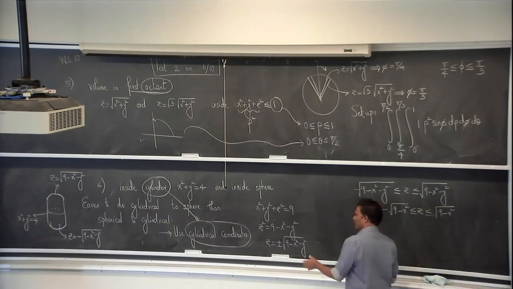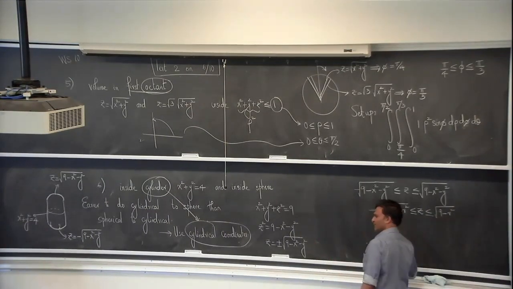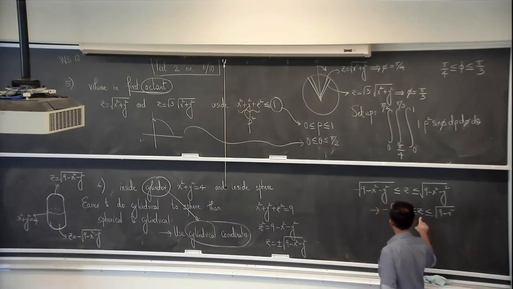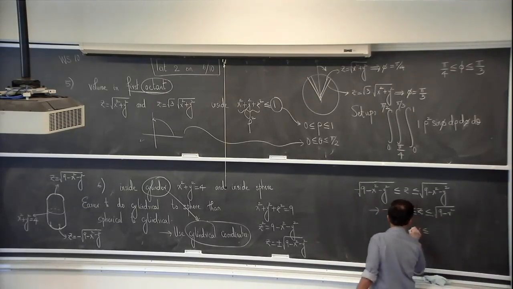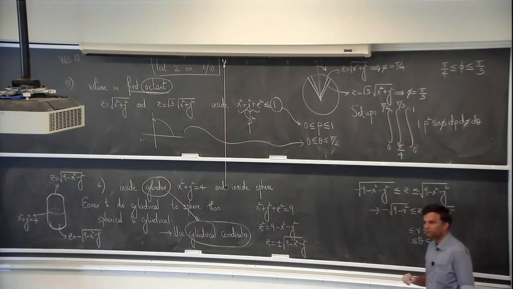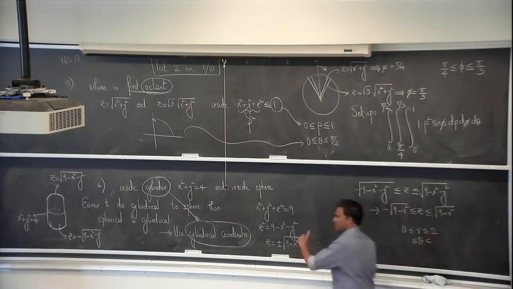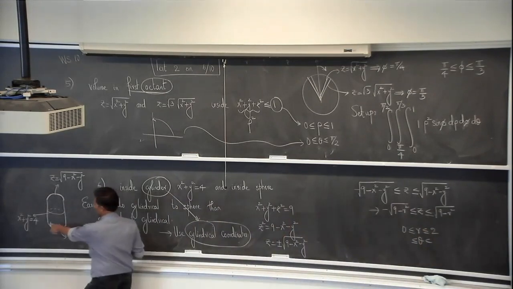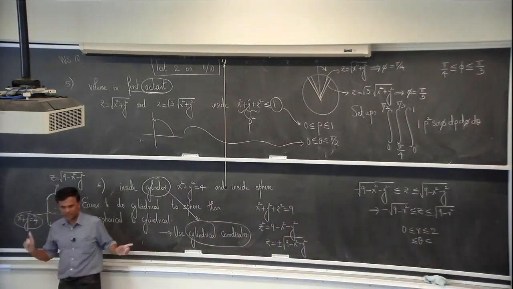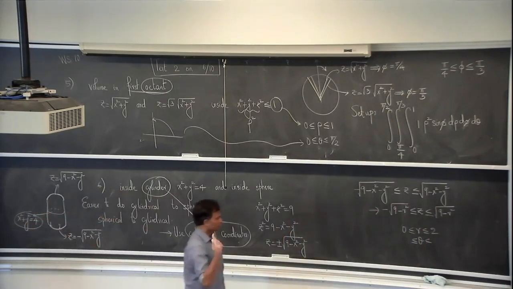Now, what do you think would be the limits for r and theta? Because we are using cylindrical coordinates, that's z. What about r and theta? Yep. r is between 0 and 2. That's because the radius of the cylinder is 2 based on this equation here. What about theta? So 2 pi.